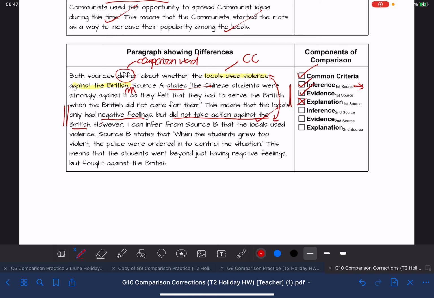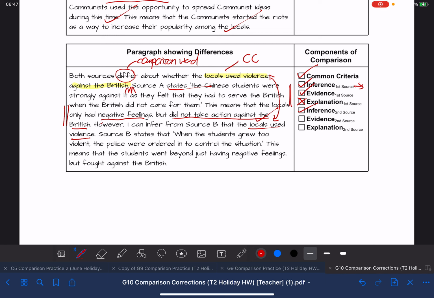Okay, you could have afforded to go deeper or explain more clearly about this piece of evidence. So here, I'll give you marks for inference and evidence, but no explanation. Okay. However, I can infer from source B that the locals use violence. Okay, see here, this student gives the inference for the second source. So in this case, it's a bit strange that the student forgot to give the inference in the first source, then remembers it in the second source.